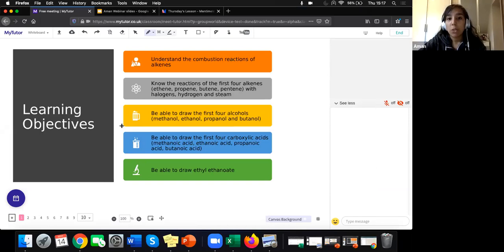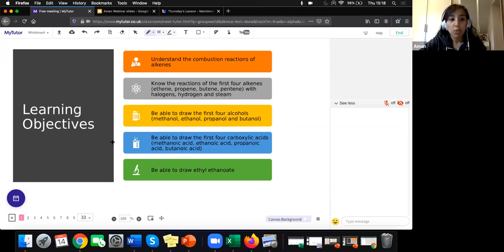We need to be able to draw the first 4 alcohols, be able to draw the first 4 carboxylic acids, and be able to draw ethyl ethanoate, which is an ester. As I said, quite heavy on the content today, but it is mainly structures that we'll be drawing. I won't be going into the properties of all of the groups.